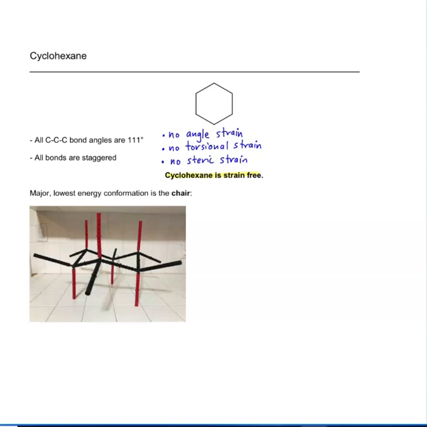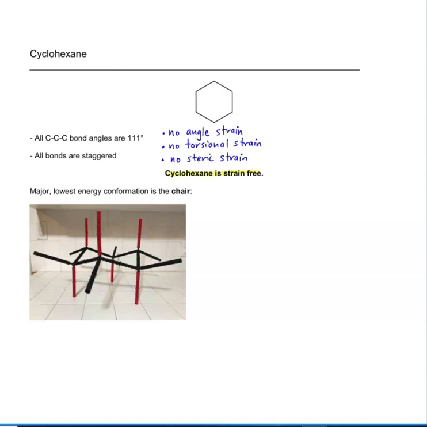So what we saw with a couple of the other molecules is that they had low energy conformations. For example, cyclopentane's was the envelope. Cyclohexane has a number of conformations, but the major lowest energy conformation is called the chair, and that's what we're going to focus on. There are others that have different names. You can read about those a little bit, I think, in the book, but we're really going to focus on the chair, and that'll be enough for us.